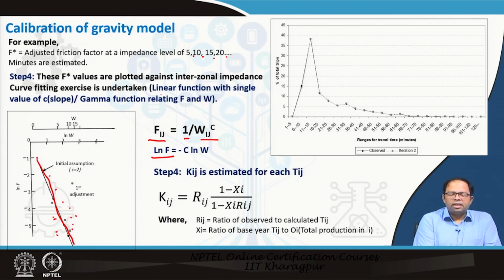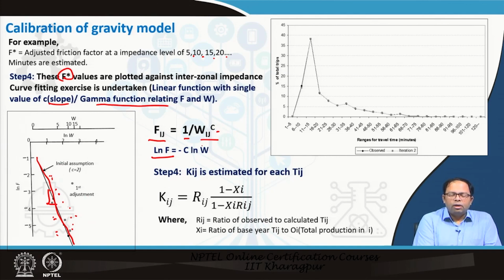So, that curve fitting exercise is taken. It could be a linear function with a single slope, which is c, and that slope is the c value, or it could be something like a gamma function relating w and f. So, it could be a linear function, it could be a gamma function. Basically it tells us how to adjust this f, or what the new f value should be for this particular distribution. In this way we can determine that we have to adjust our value of c, like over here c equal to 2 gives this.